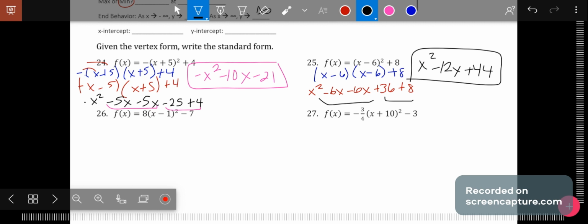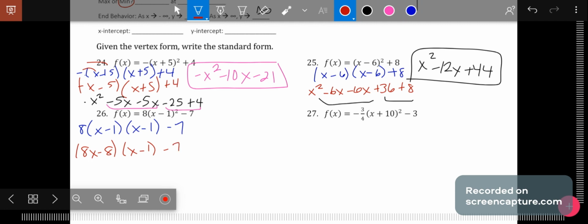For 26, we do have the 8, so we need to include it. So it'll be 8 times x minus 1 times x minus 1 minus 7. We're going to start by distributing the 8, which will give us 8x minus 8 times x minus 1. We bring down the negative 7.